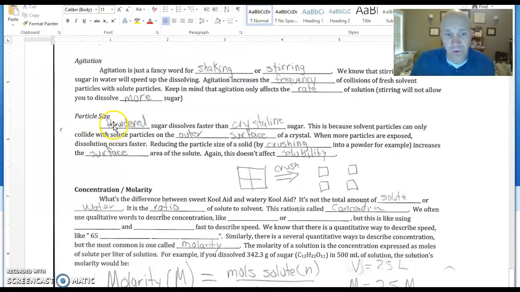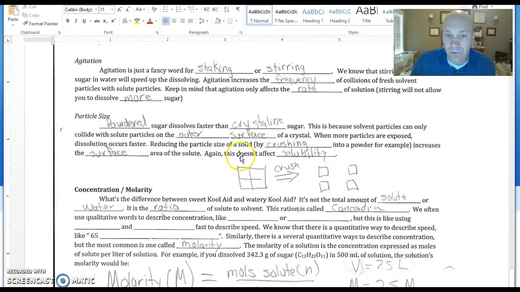Last factor is particle size. What happens if you take the sugar and you crush it up into a powder? That's going to dissolve faster because remember, only the outside surface of the solute particles are in contact with the solvent. So if you've got a big sugar cube, only the sugar molecules on the very outside are in contact with the solvent. But if you crush that material up, there's a lot more of the solute particles that are in contact with the water. Therefore, the frequency with which those solvent particles can make contact with those solute particles goes up.